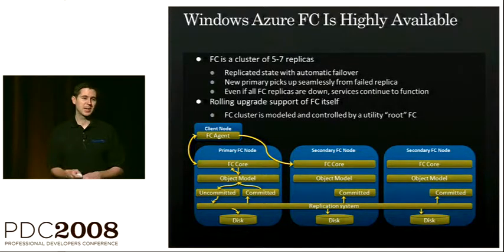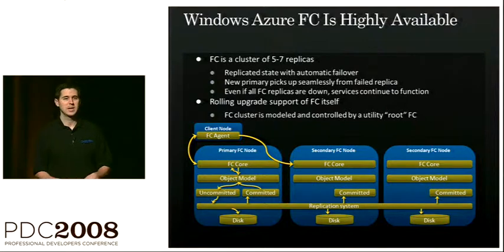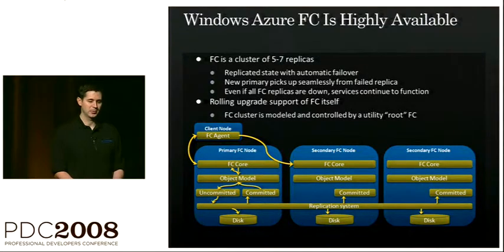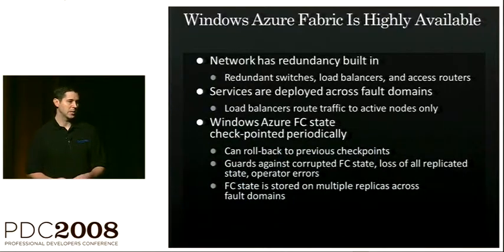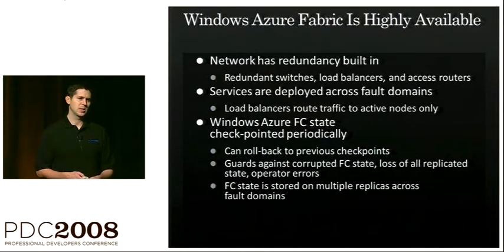So we have all the same techniques. Our Fabric Controller is deployed across a number of fault domains. It can be updated in a rolling fashion, et cetera. In an effort to keep availability high, we also take advantage of the redundancy in the networking gear. Again, we scatter things across fault domains to avoid single points of failure. And even in a disaster scenario, we periodically checkpoint our state. So even if we lost everything, we could rebuild it quickly.